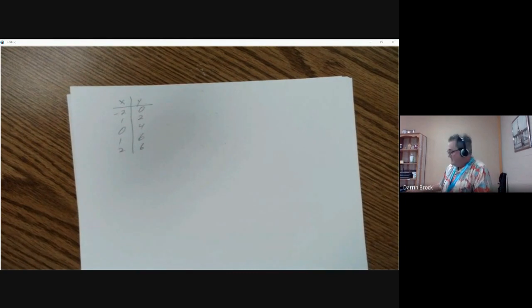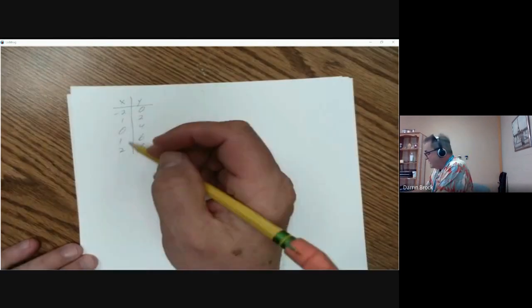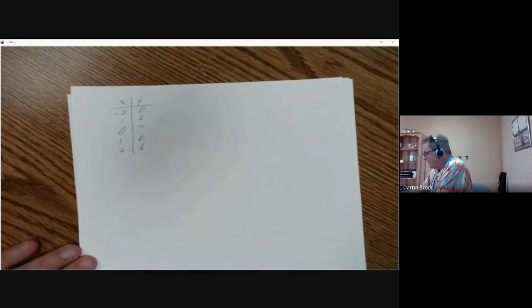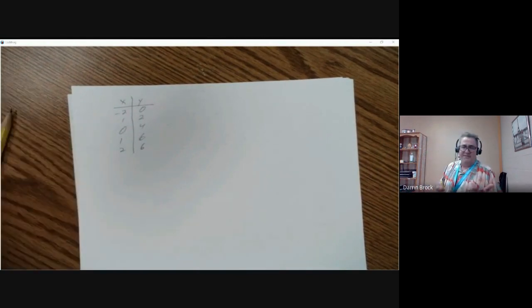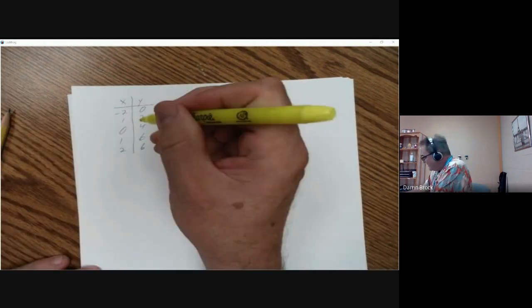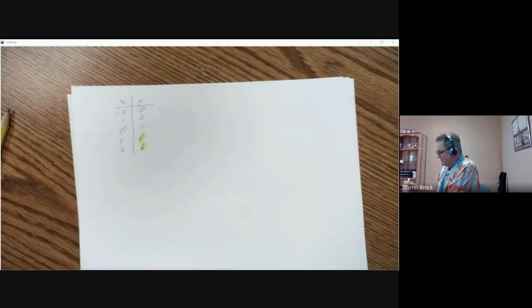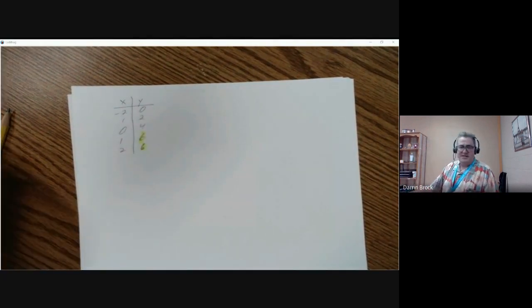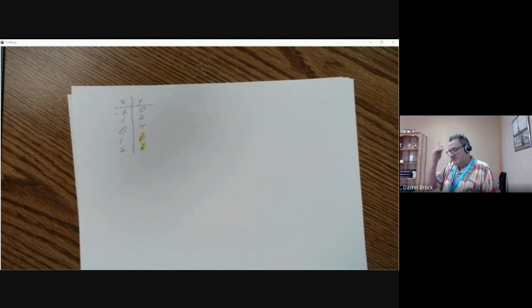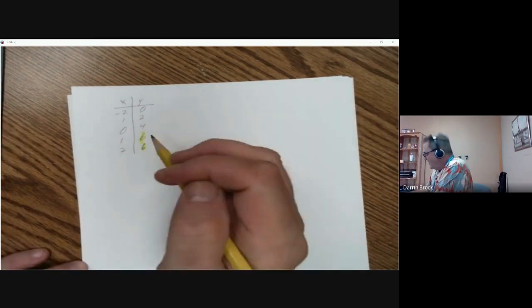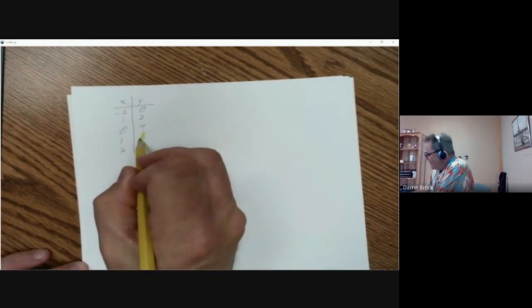Okay. We look at this and we're trying to say, is this a function or not? And right away we look at it, we say, well, we know there's only one y for each x, and this right away catches our eye. Wait a minute, there's two 6s on there. So does that mean this is not a function because there's two 6s? Well, the definition says there's only one y for each x.